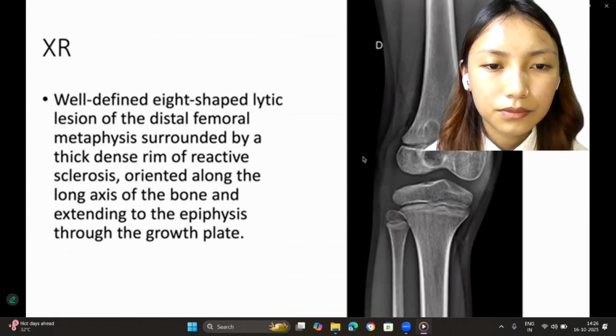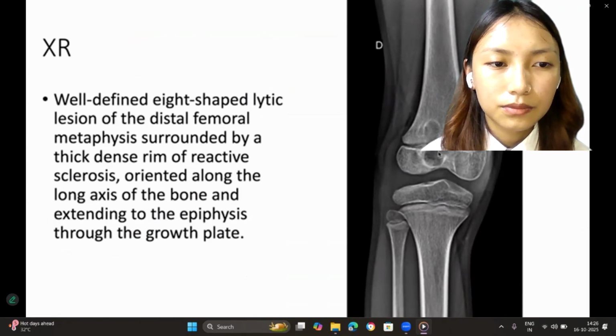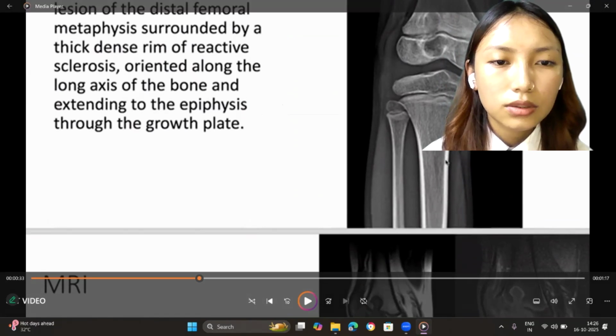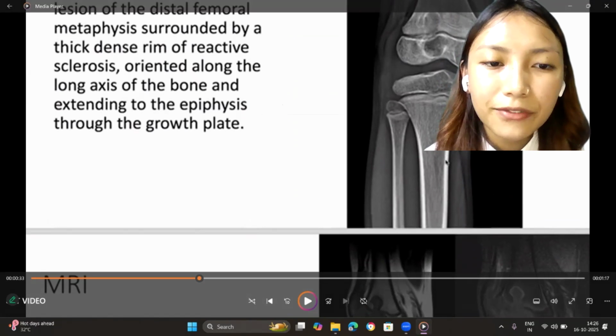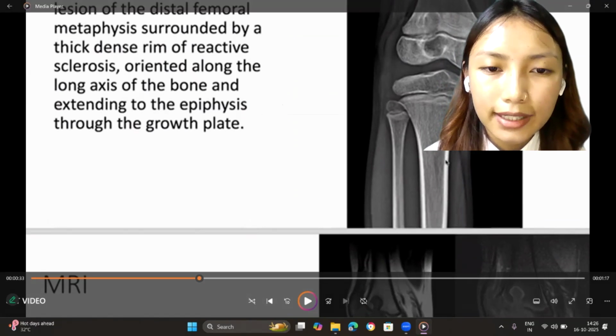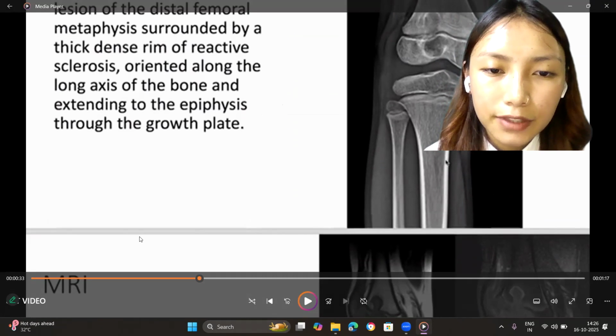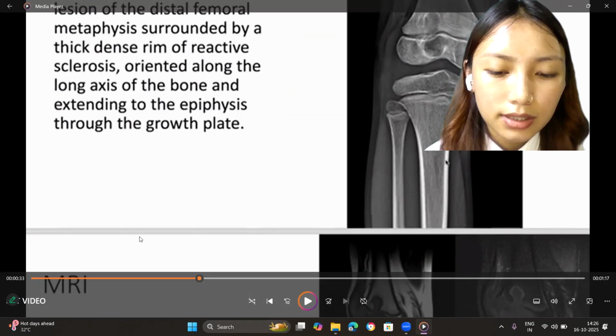On X-ray, we see a well-defined H-shaped lytic lesion of the distal femoral metaphysis, surrounded by a thick, dense rim of reactive sclerosis. So, in the X-ray finding, there is a well-defined H-shaped lytic lesion in the distal femoral metaphysis surrounded by a thick rim of reactive sclerosis.